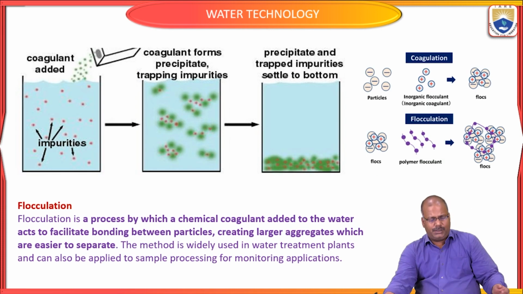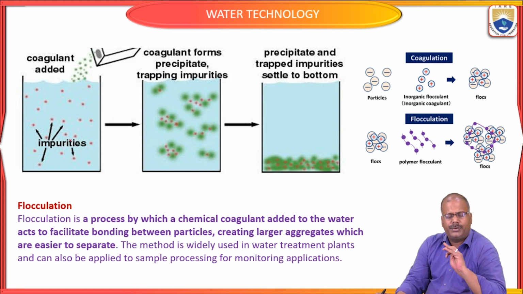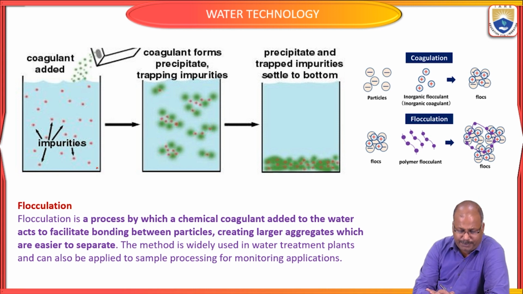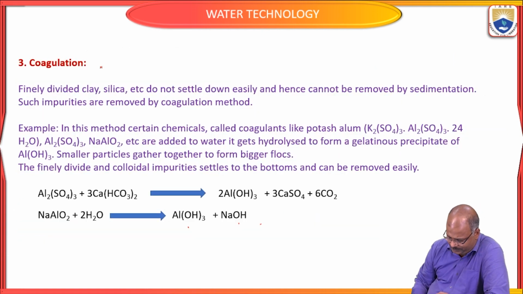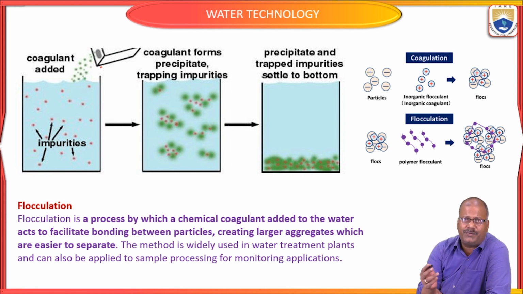Okay, see for example, the water containing some very small impurities like colloidal impurities, or impurities which cannot be separated by the sedimentation process. So you add a coagulant like aluminium sulfate or potassium aluminium sulfate, Al2(SO4)3 dot 24H2O, alum, or aluminium sulfate itself.